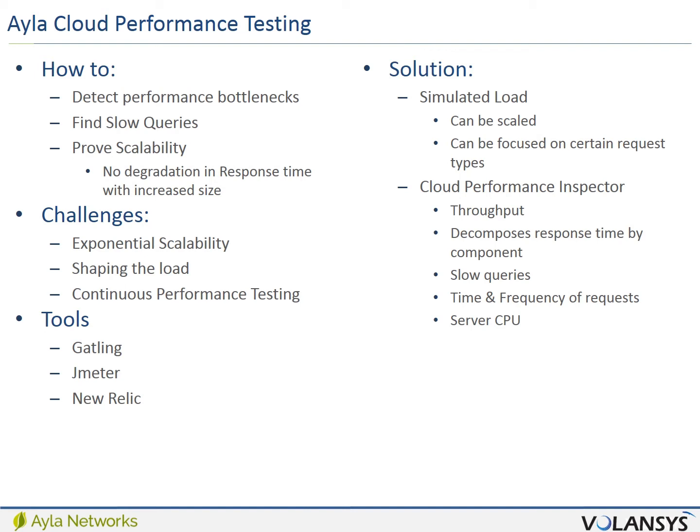Gatling is based on Scala and builds a data structure which is executed in parallel. JMeter is based on a UI which has various components which are executed. Threads are used to represent individual users or devices. We use a tool called New Relic to view the performance of the cloud.